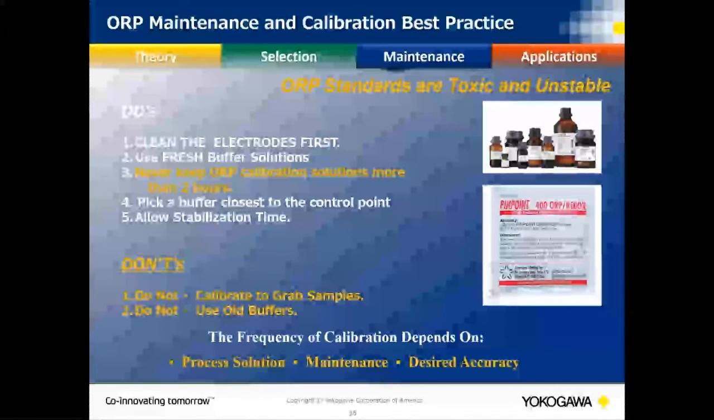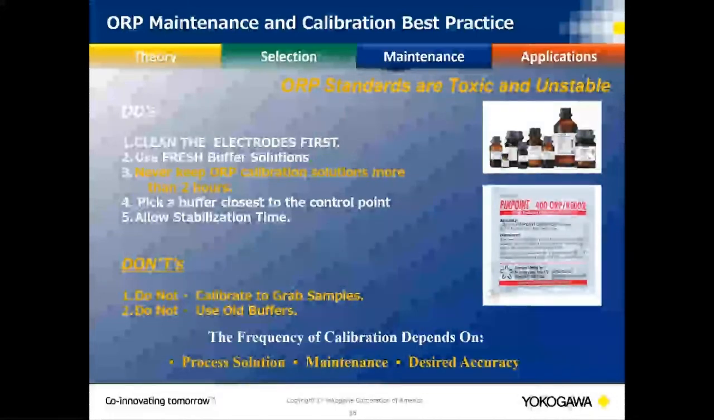Use fresh buffer solutions. Never keep ORP calibration solutions more than 2 hours. They're not stable. They can get contaminated very quickly. And also pick an ORP solution that is closest to your control point, because a lot of times we just do 1-point calibrations. You can do 2 points, but historically, the method has just been a 1-point. So pick one that is closest to your measuring value. And then always allow for stable time, okay?